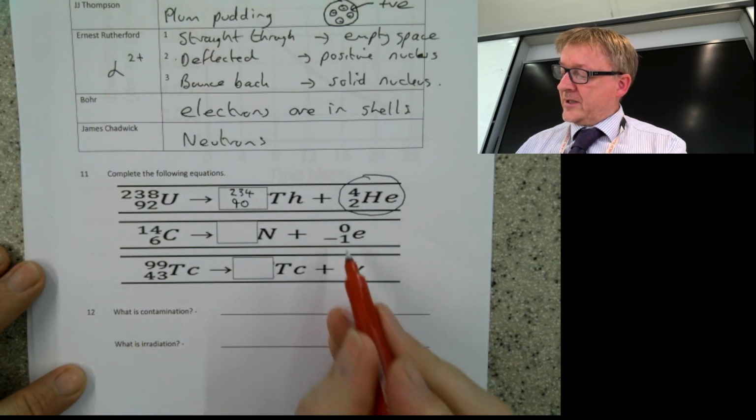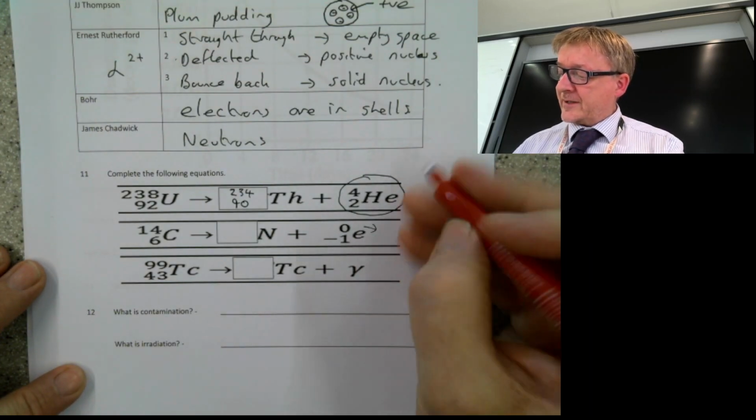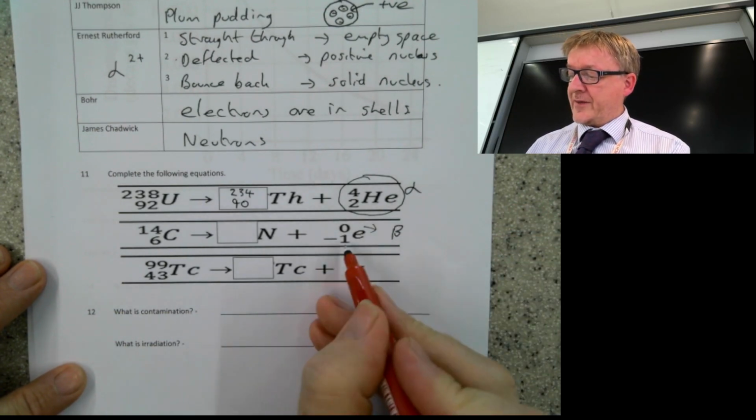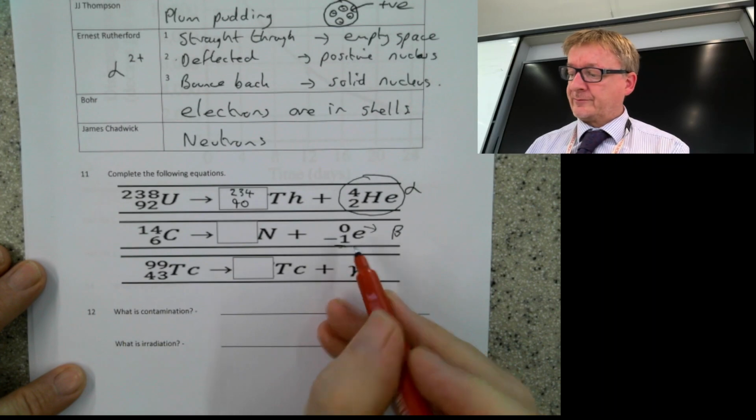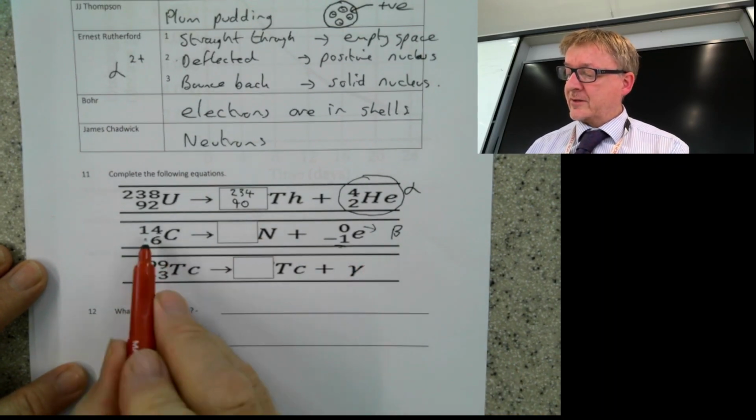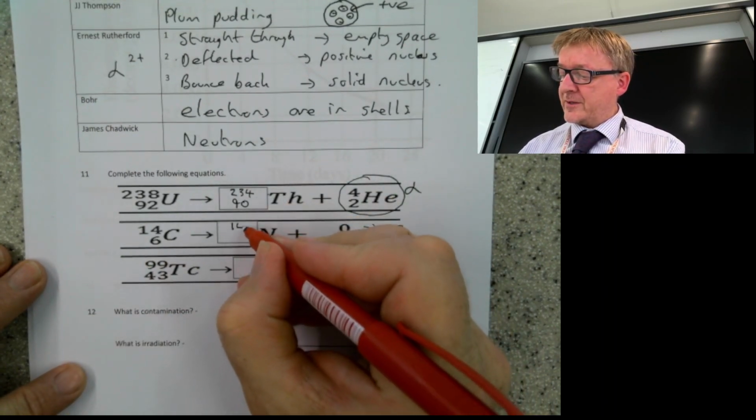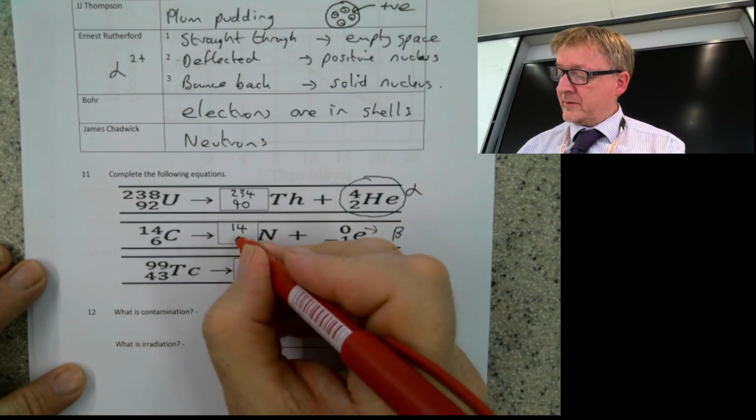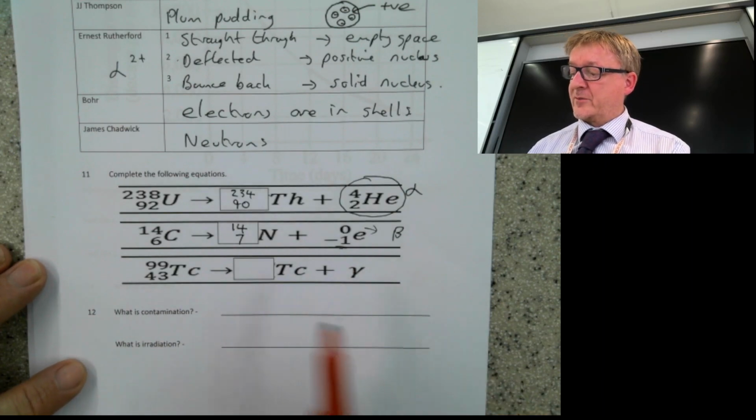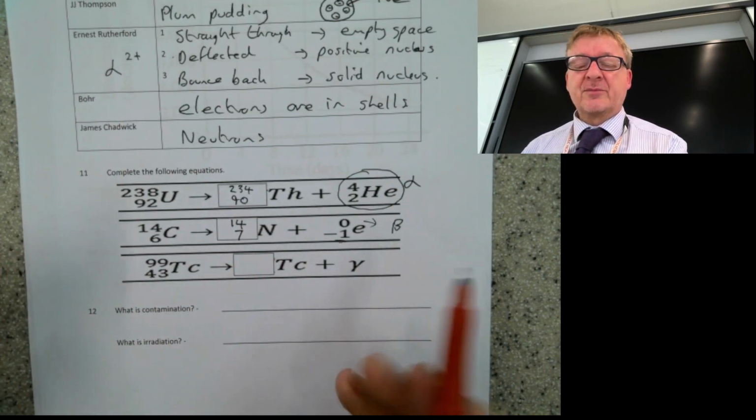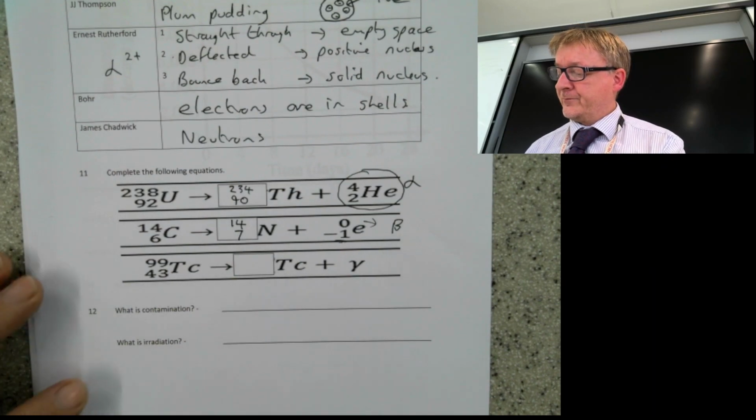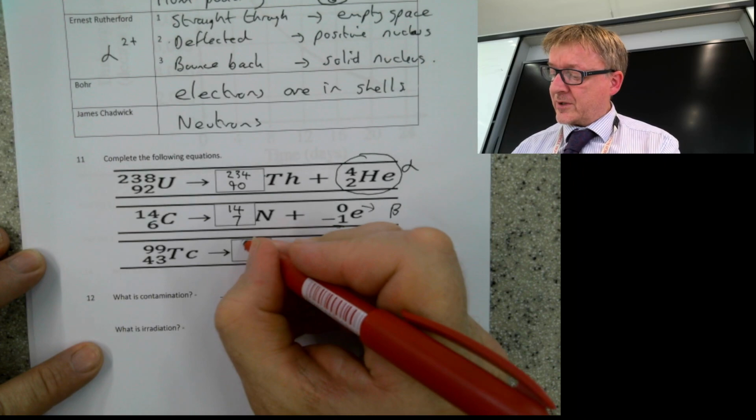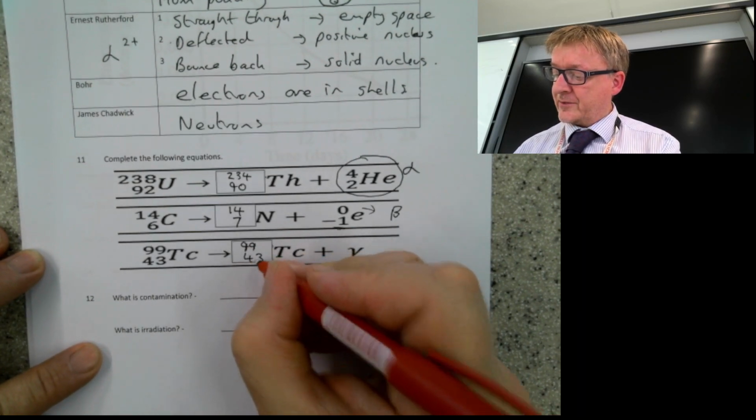The next one is, we've then got this here. So that is alpha radiation. This is then beta radiation. And that is then a symbol for beta radiation. The numbers then need to add up again. So 14, take away 0 is 14. 6 and minus 1, that has to be 7. Sometimes people will put 5 because it kind of makes sense, but it isn't. It's 7. The last one, gamma. Gamma basically has nothing at all, so it stays at 99 and 43.